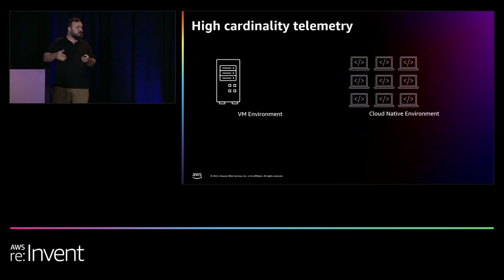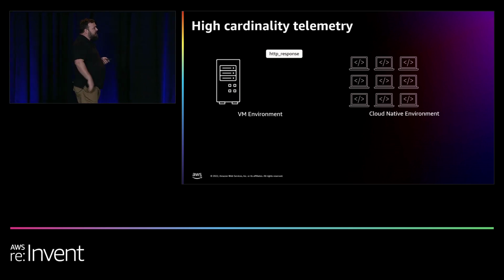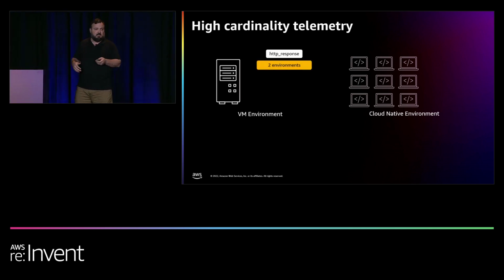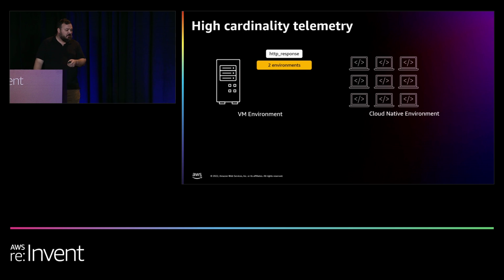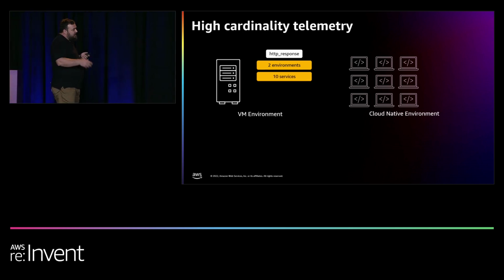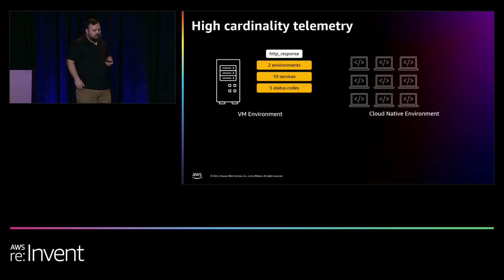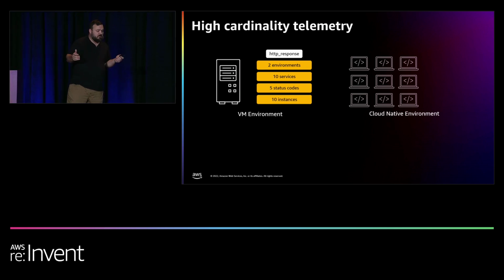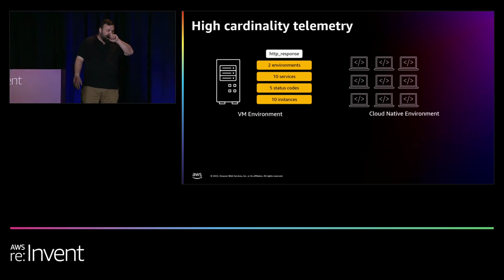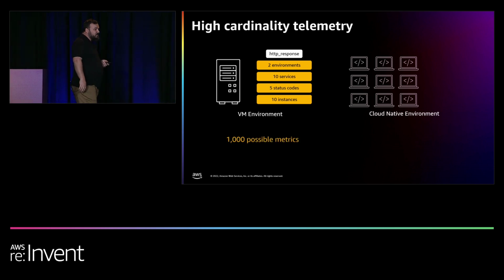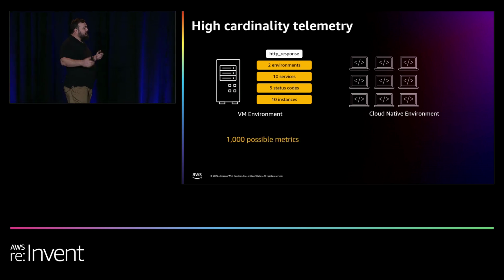Let's think about your more traditional monolith. You'd have a VM environment. Maybe you're running on EC2, maybe you're running on-prem, it doesn't really matter. But your typical monolith, you're probably still going to have a dev and a prod, I would hope. Maybe we only have 10, we're starting on that microservice journey, and we have 10 different services. We still have 5 status codes, that doesn't change. And maybe we're load balancing this off of 10 instances. So how many metrics is this? It's about 1,000 potential metrics. Once you take all those different values, you could potentially have 1,000 different metrics.